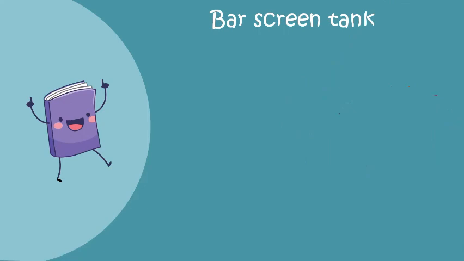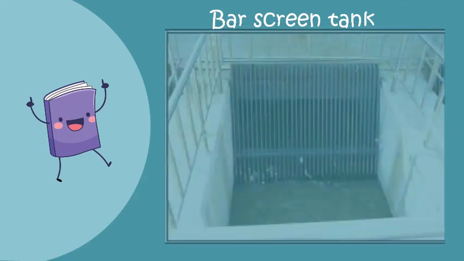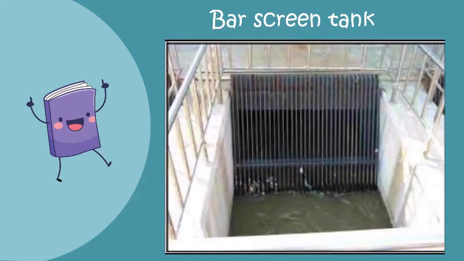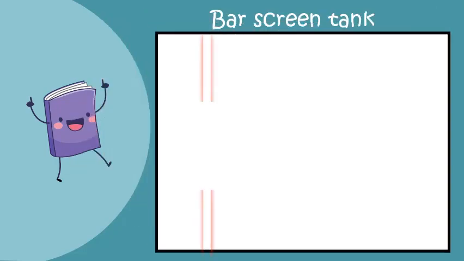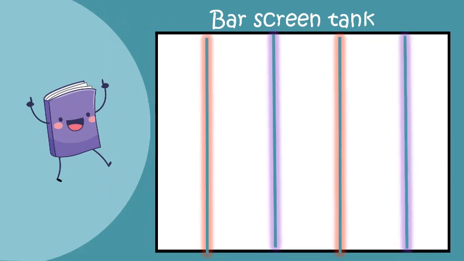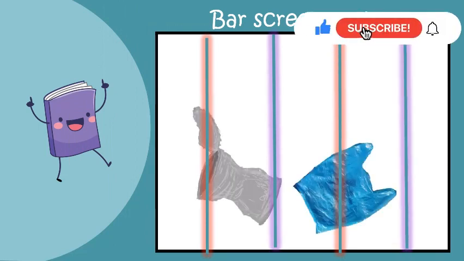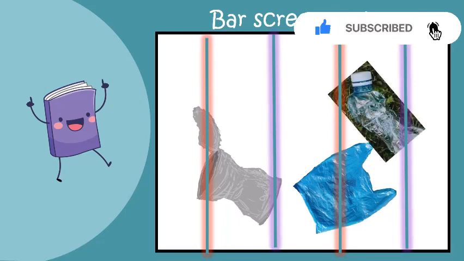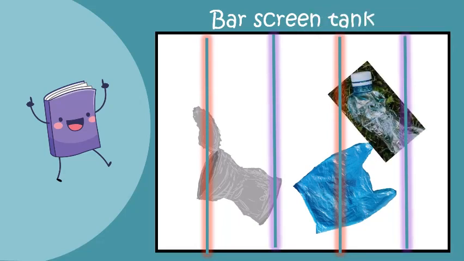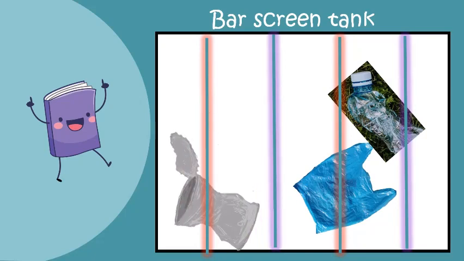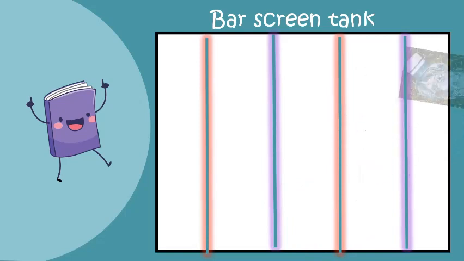First step is the bar screen tank. Over here, the wastewater first travels through bars which have this kind of structure, in which metal cans, plastic bags, plastic bottles and many more will get stuck. After a point of time, the machine will remove all the dirt. Otherwise, the dirt will get blocked and the water will not be able to go.